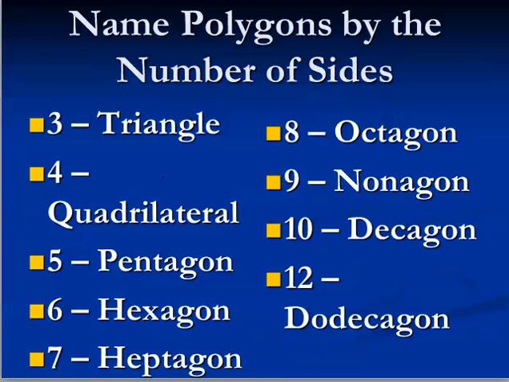We can name our polygons by the number of sides. If it has 3 sides, it's a triangle because the prefix tri means 3. A 4-sided figure is a quadrilateral. 5 is a pentagon. 6 is a hexagon. 7 is a heptagon. 8 is an octagon. 9 is a nonagon, 10 is a decagon, and 12 is a dodecagon.